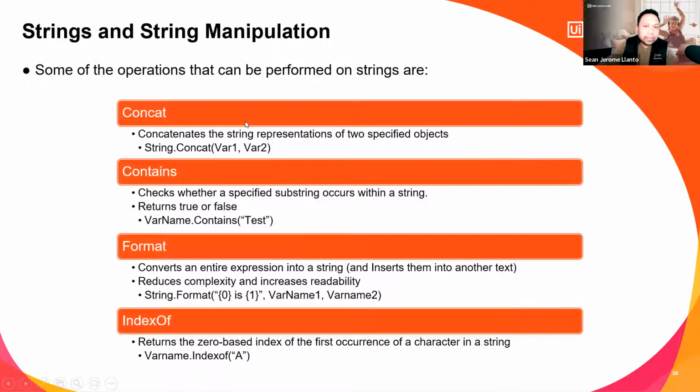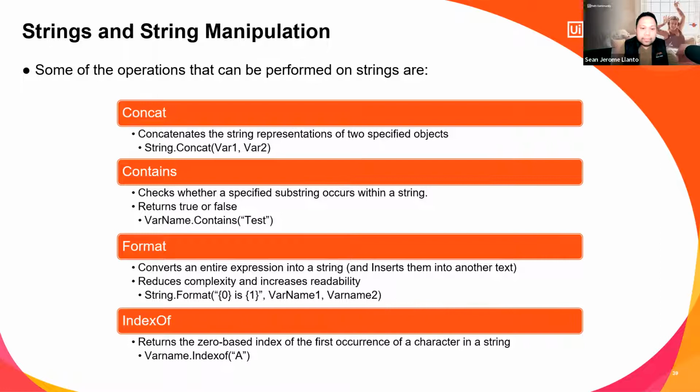Some of the common operations that you would be using for string manipulation are concatenate, which basically connects two values. If you are looking to identify certain words that contain a certain value, you can use contains. You can also use format to convert an entire expression into a string. That is another commonly used method that we will be using.